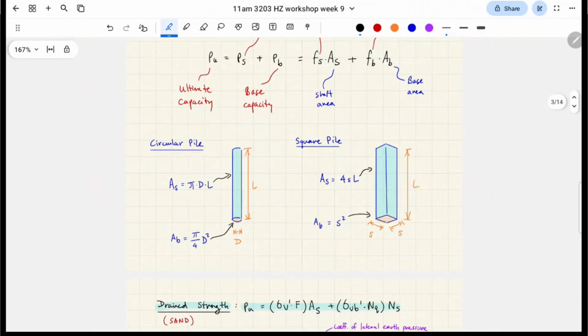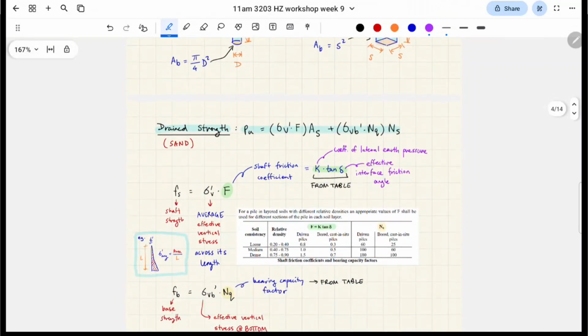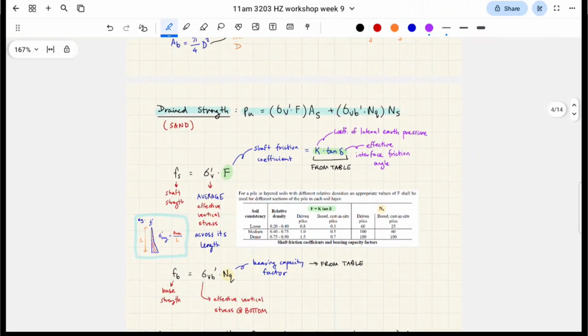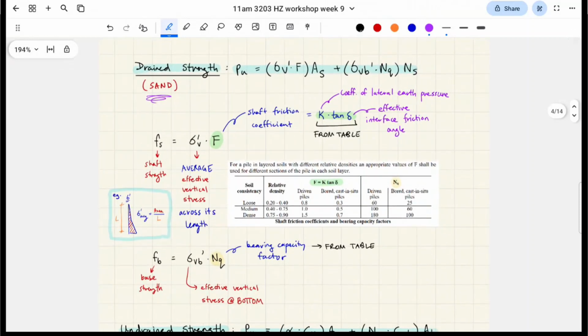Okay, so let's talk about these components now, Fs and Fb. This is the strength of the shaft and the strength of the base, right? These are dependent on the type of soil you're dealing with. Here I've called it the drained strength, but this is analogous to pretty much just sand. And then there's a formula underneath here called the undrained strength, but that's analogous to clay, right?